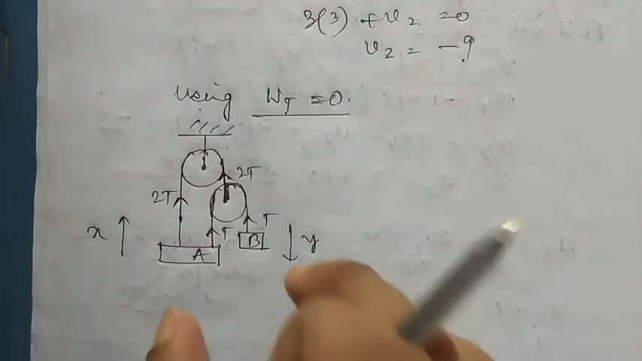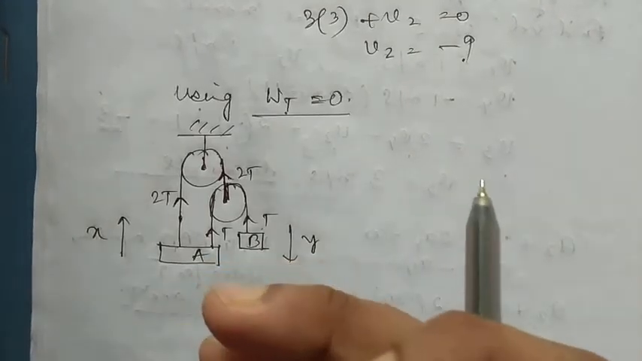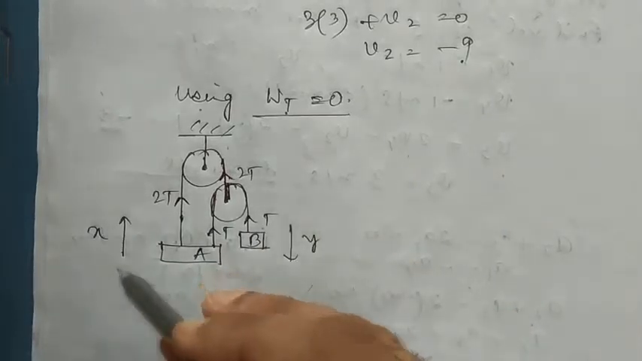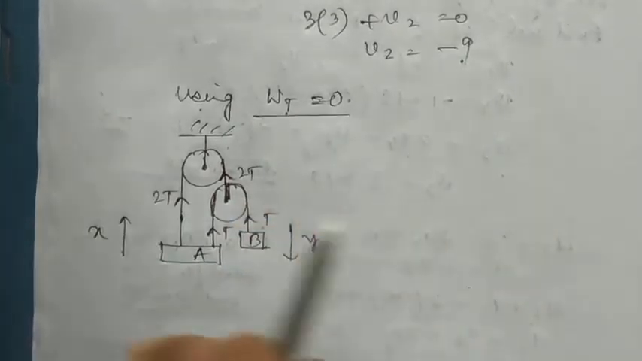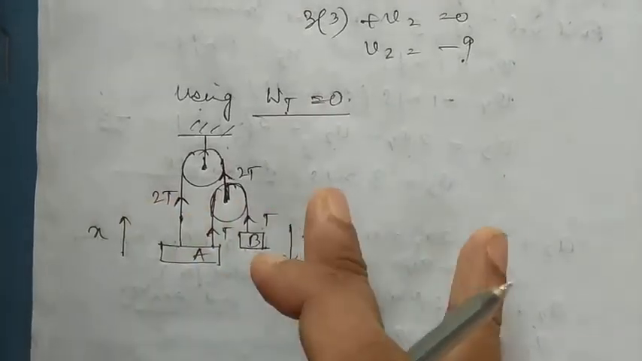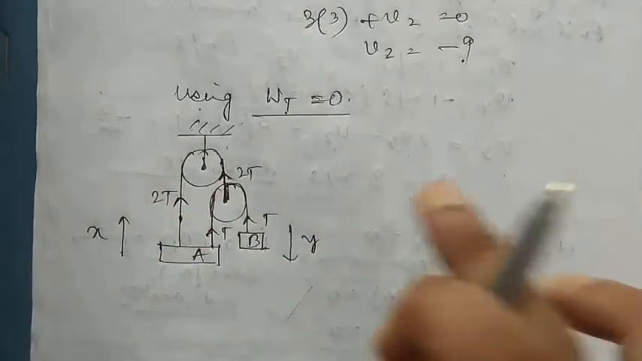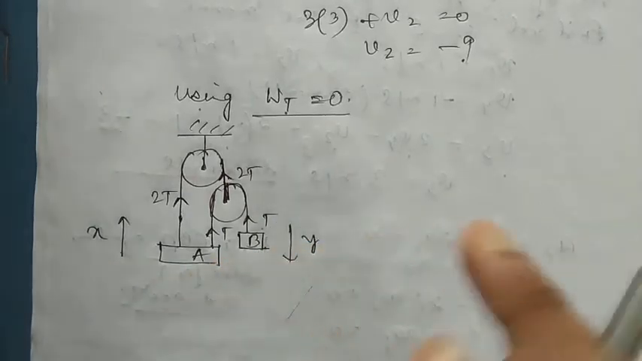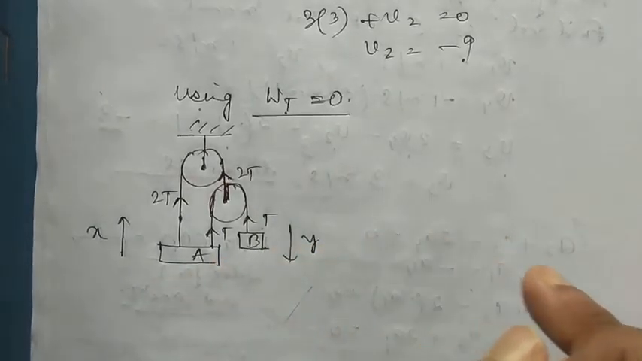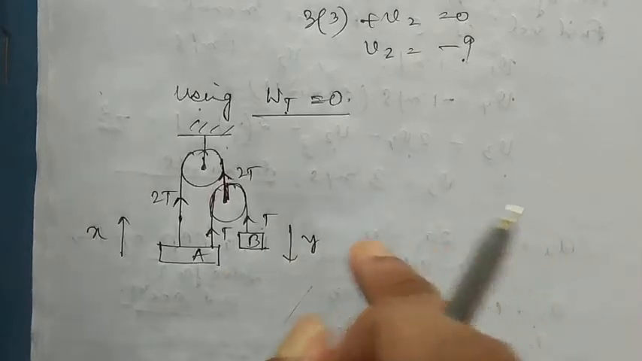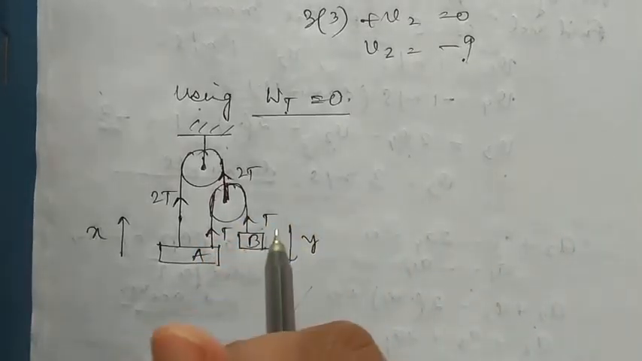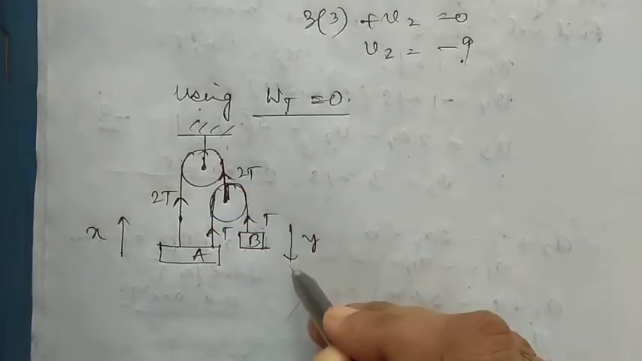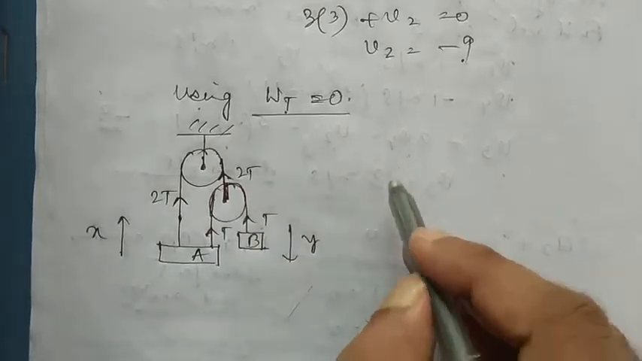Now while solving these problems, we just assume that this block is going up and this block is going down, or whatever we take. If the answer comes out to be positive, that means the direction that you are taking is correct. If it arrives at a negative value, that means the direction we are taking is wrong, and it will be in the opposite direction. Here we are taking y to be downwards and x to be upwards.